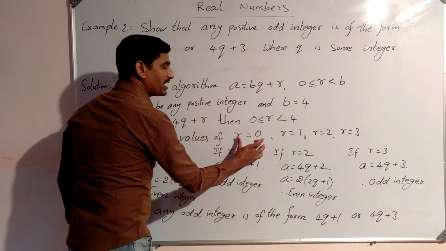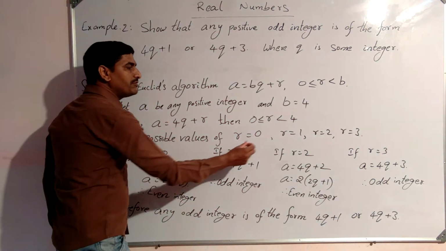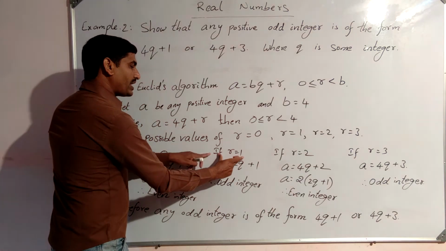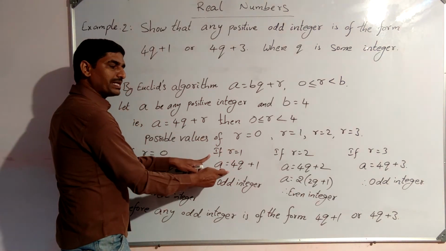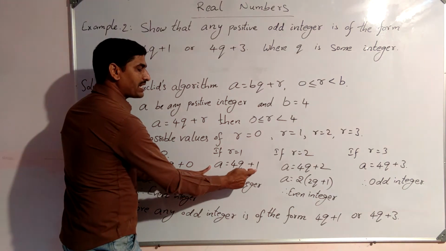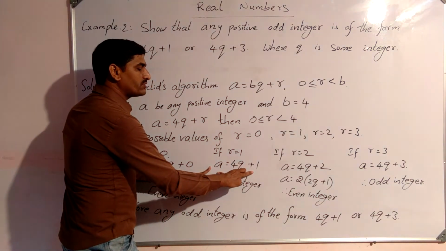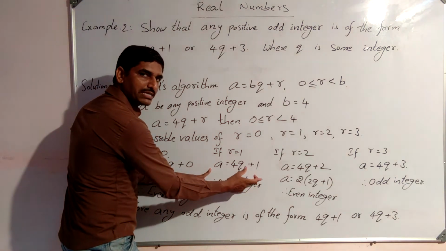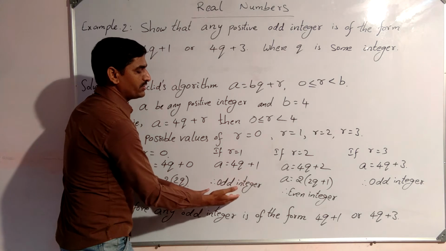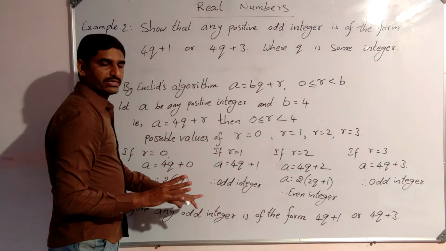So if r equal to 0, a is an even integer. Now suppose r equals 1. Substitute r equals 1 in a equals 4q plus r. Now a is equal to 4q plus 1. There is no common term in these two terms; this is one term, this is the second term. Therefore, this is an odd integer. Something plus 1 is an odd integer.